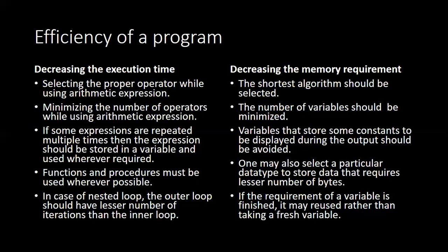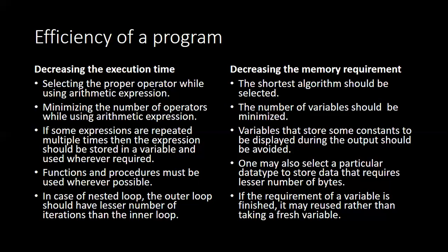One may select a particular data type that requires a lesser number of bytes. Suppose you need a value of 3.14, which is quite small, and you selected a double. A double is a data type which stores many more point values than a float. Float is also a data type which stores point values. 3.14 is quite small, so if you store it in a float, it will be much more efficient than a double, because a double uses much more data. Unnecessarily using a larger data type and memory location space is quite harmful for your system.